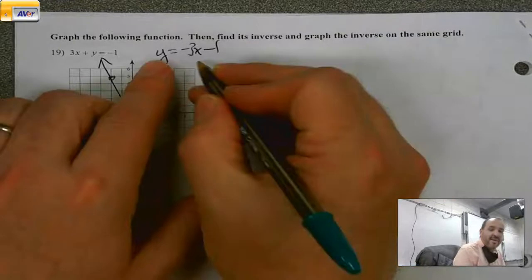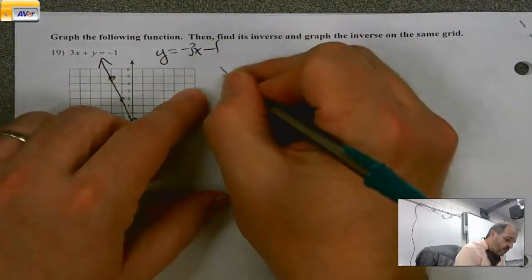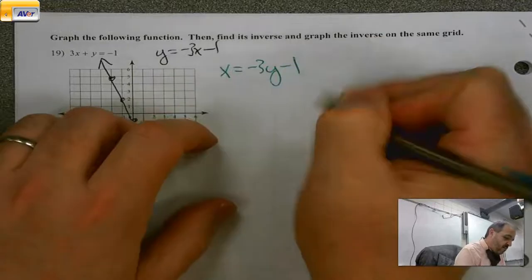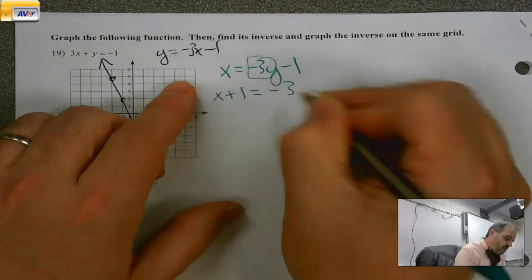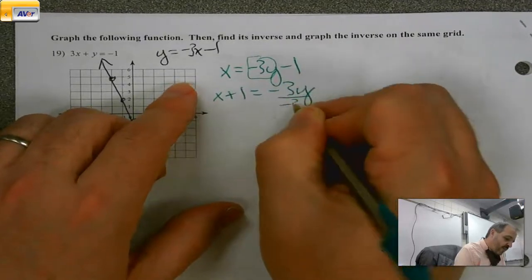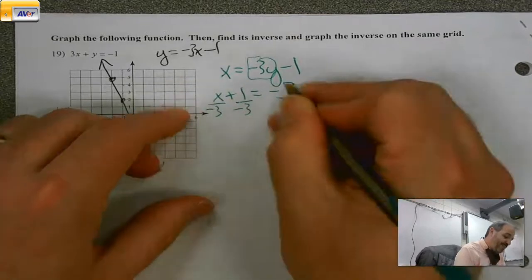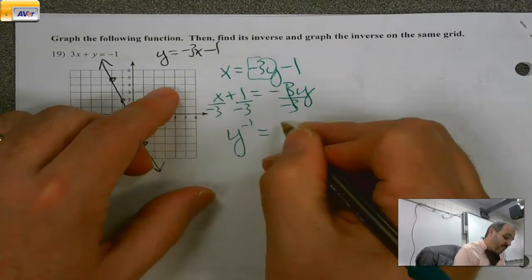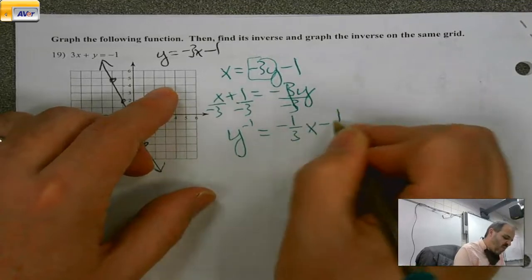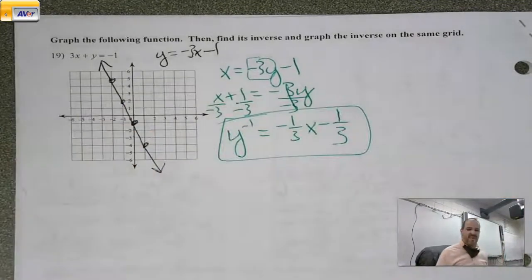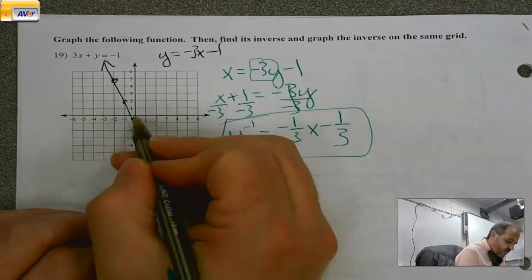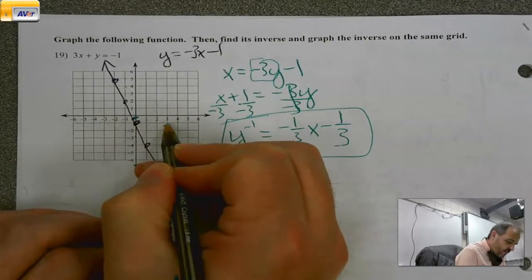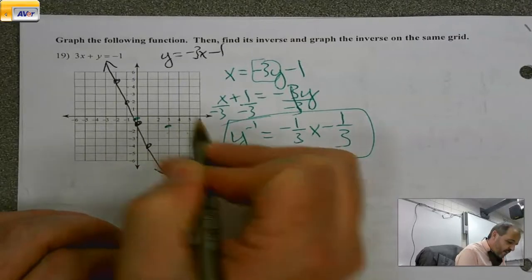Now, I can even take it in this form. Either one will work. Switch x and y. Solve for y. Add the 1 over. Divide everything by negative 3. And this time, since I'm graphing it, I'm going to put it in slope-intercept form. Okay, there's my inverse. So negative 1/3, just a little ways down here. We go down 1 and over 3. Down 1 and over 3.